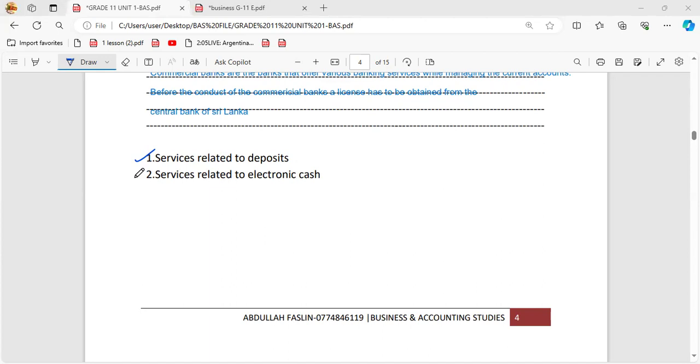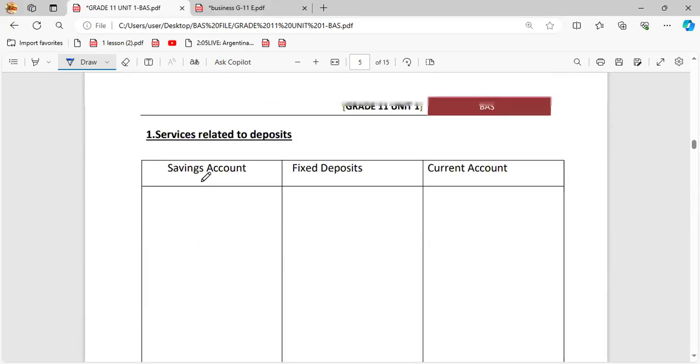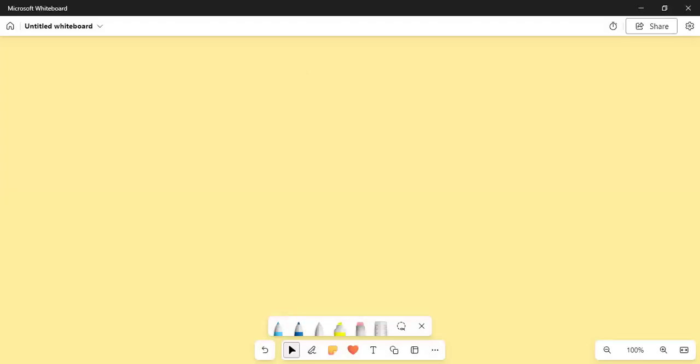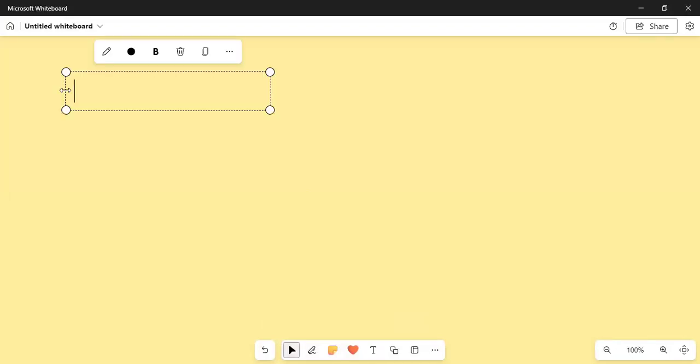The other is services related to electronic cash, e-cash. ATM cards are there, credit cards are there, debit cards are there. I will explain how those ATM cards, debit cards, credit cards are going to work. So what are the services related to deposits? There are three deposits in Sri Lanka. First, let me explain what you mean by the word savings deposit.